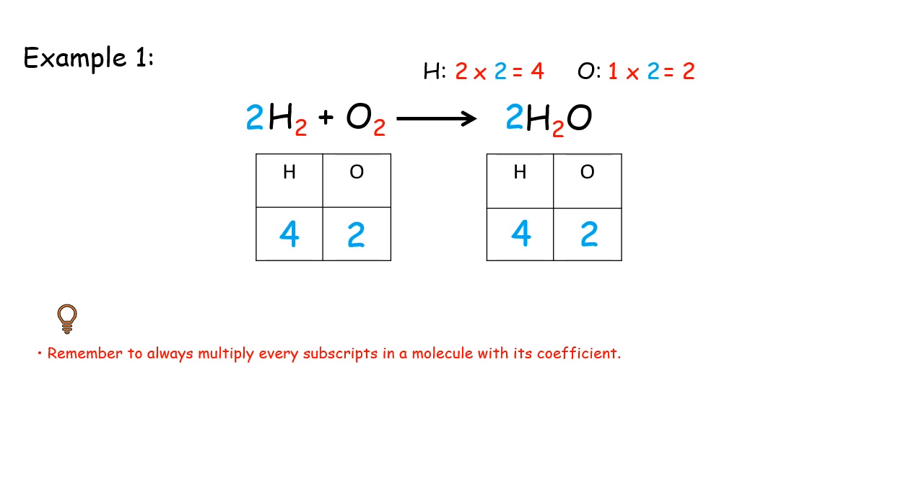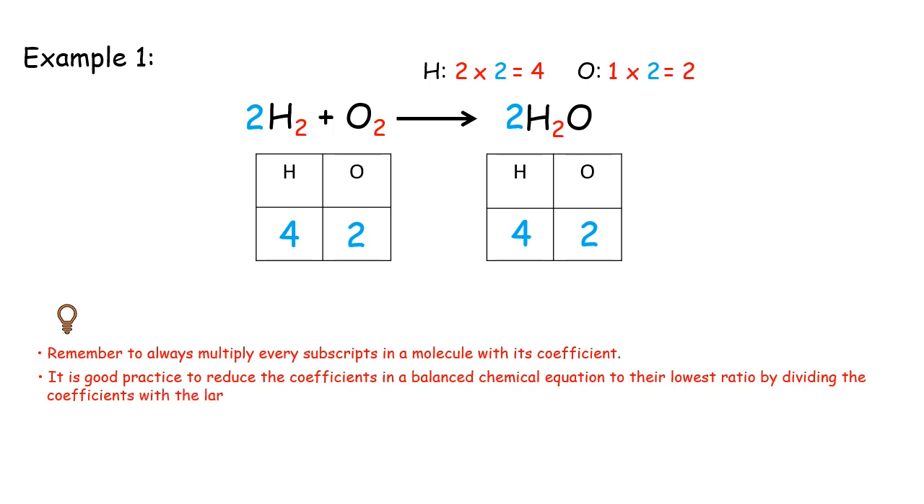Although it is not necessary in this example, there is one important thing to consider when balancing chemical equations. It is good practice to reduce the coefficients in a balanced chemical equation to their lowest ratio. After a quick inspection, if you find that each and every coefficient has a common factor, it means we can divide each of these coefficients further by using the largest number possible.